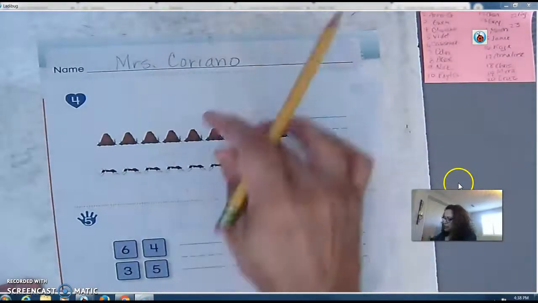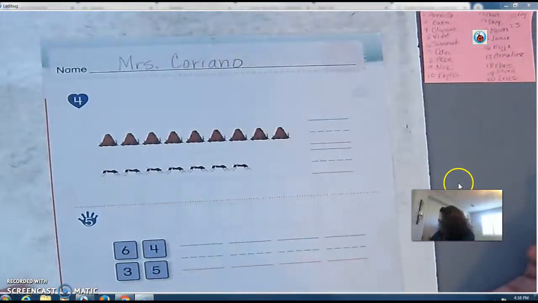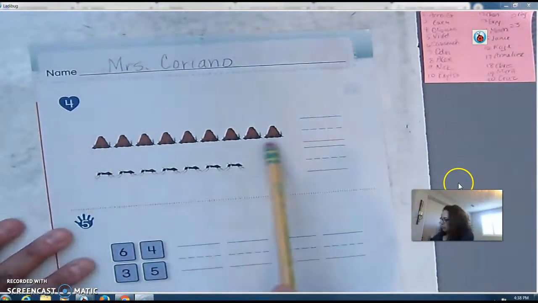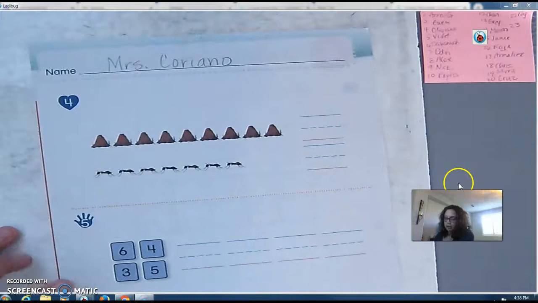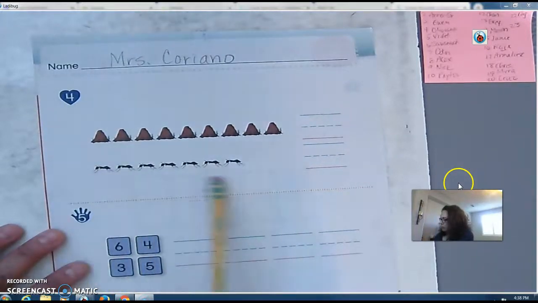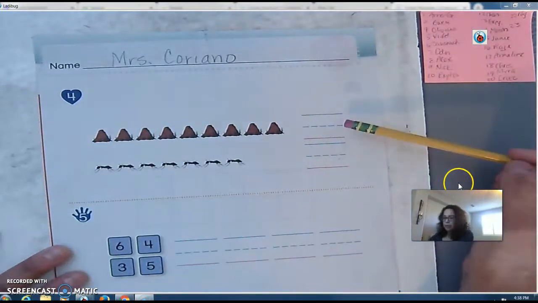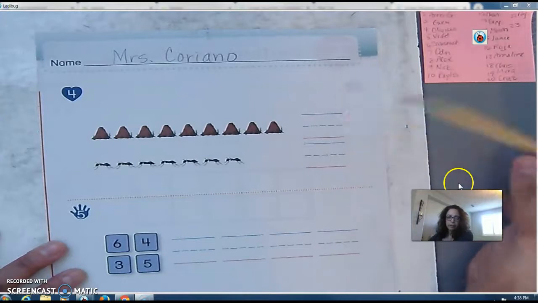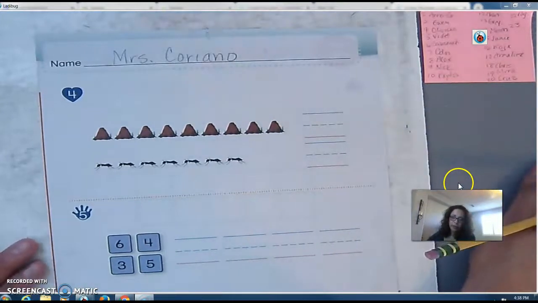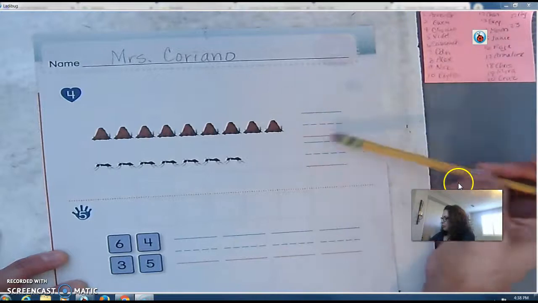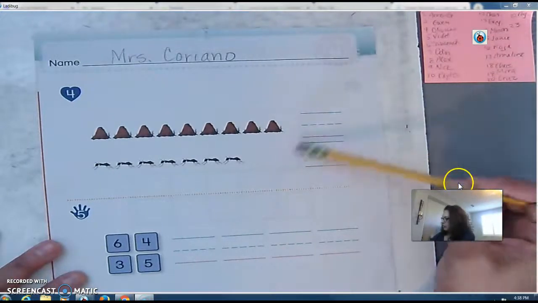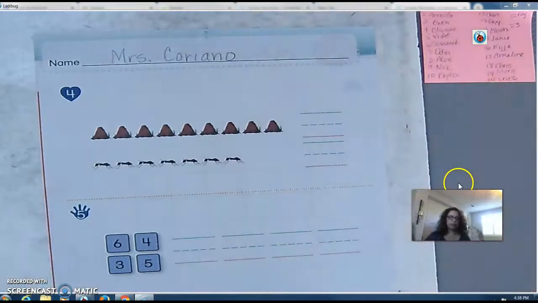All right, now go back to the two groups. Which group has more? If it's the ant hills, make one big circle around the ant hills. If the ants have more, make a circle around the ants. So you're going to show me by circling which one is greater or which one has more. And then over here, look at the two numbers, and you're going to circle the number that is greater. So if it's this one, circle there. If it's this one, circle. But make sure you only do one circle.